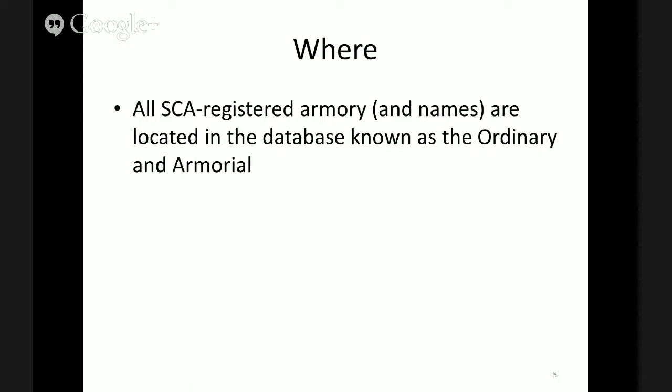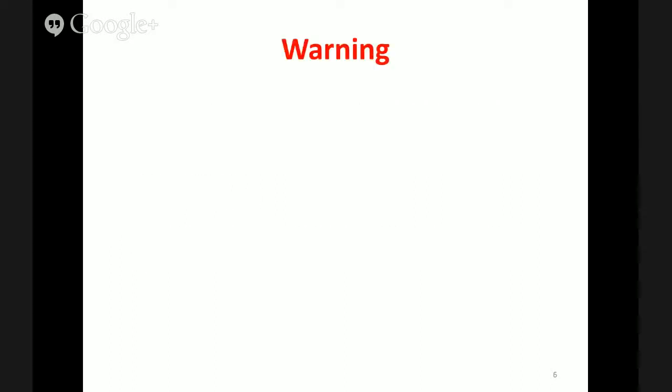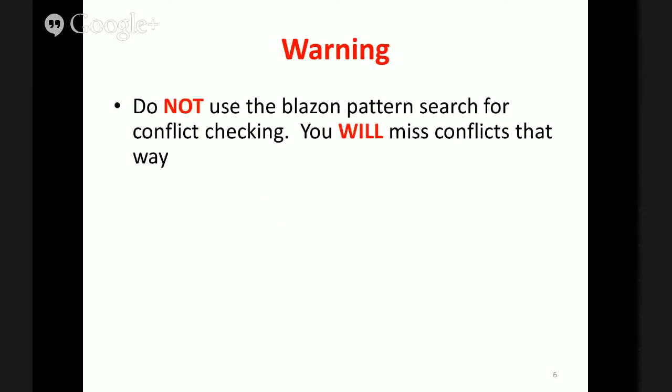So where do we find all this? As you guys know by now, all SCA registered Armory and names are in the database known as the Ordinary and Armorial. It's at oanda.sca.org. I tend to call it OANDA. There's a bunch of different ways there to search, and the method we're talking about today is the complex search form. So a note of caution.